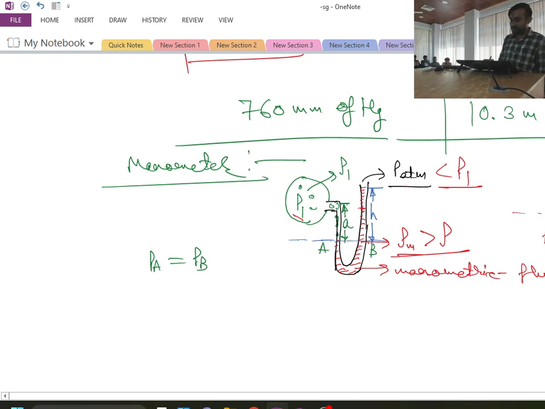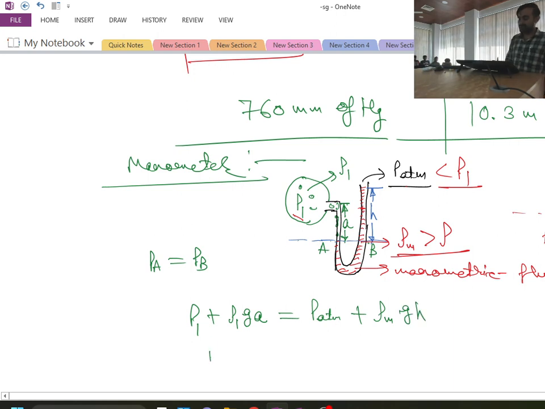Now pressure at point A is how much? P1 is the pressure over here, plus ρ1 is density of the fluid, and it is through height A. So ρ1 g A. And pressure at point B will be nothing but P atmospheric is the pressure acting from the top, plus ρm is density of the manometric fluid into g h. So I can say that P1 is nothing but P atm plus ρm g h minus ρ1 g A.